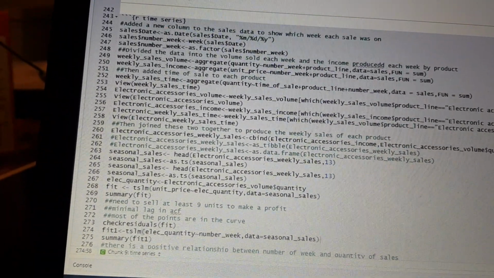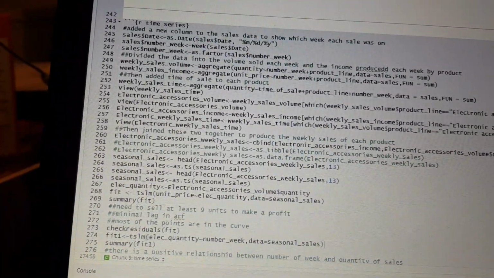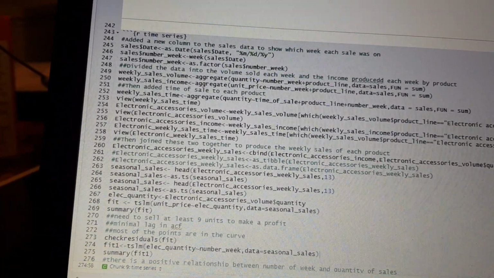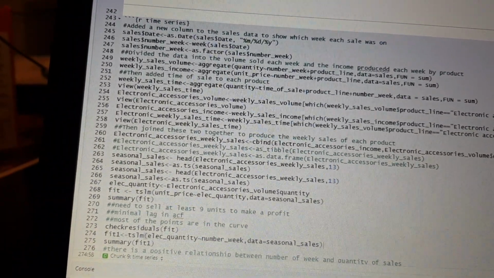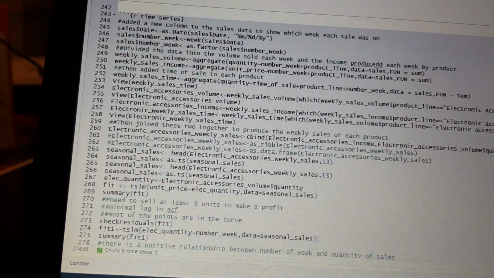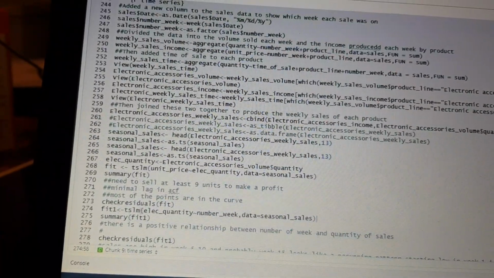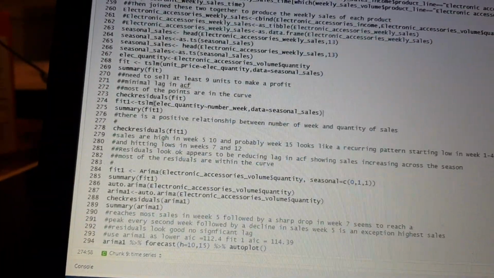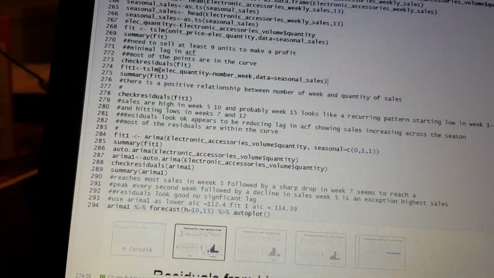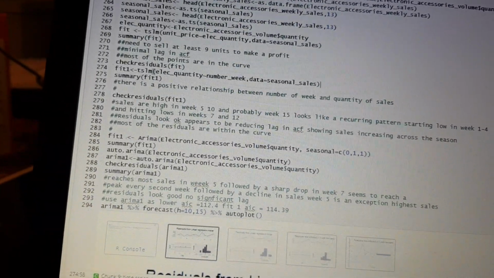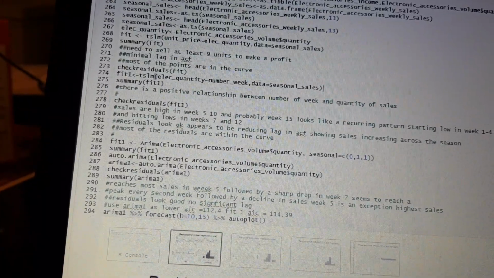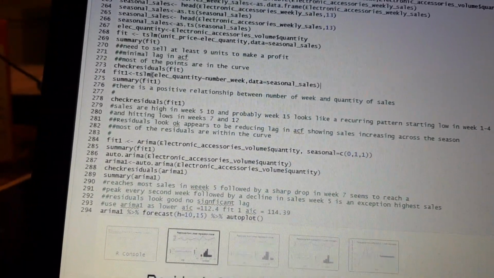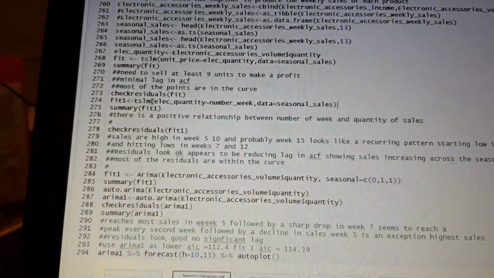I joined the income with the volume and I got the weekly sales. Joined them and then I used that to get the time series. I fit a time series linear regression model on the unit price times electronic quantity, and I found that I needed to sell at least 9 units to make a profit.